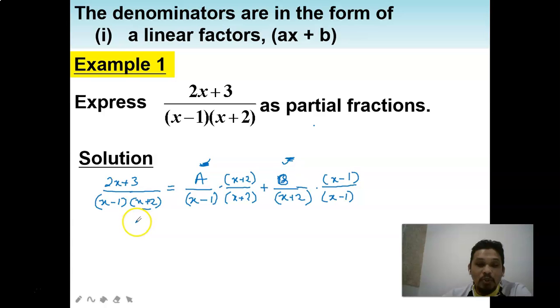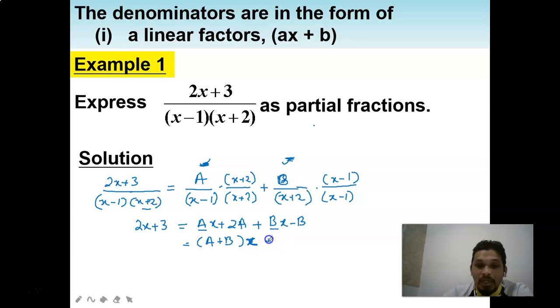So now we may compare the numerator: 2x plus 3 equals A times x plus 2, which is Ax plus 2A, plus B times x minus 1, which is Bx minus B. And the coefficient of x, which is A and B, so A and B multiplied with x, plus 2A minus B.